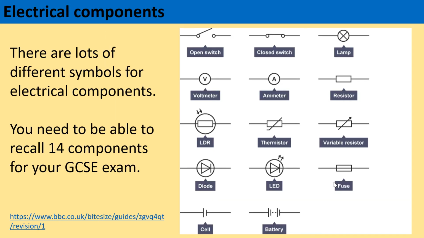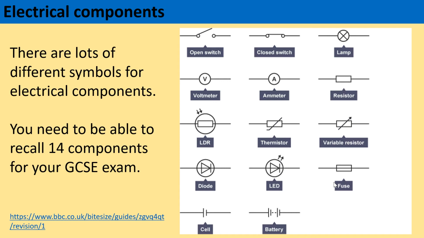Now, there are lots of different symbols for electrical components, and you need to be able to recall 14 components for your GCSE exam. Now, those 14 components are on that diagram just on the right hand side there. So you've got an open switch, you've got a closed switch, you've got a lamp, you've got a voltmeter, an ammeter, a resistor, an LDR, a thermistor, a variable resistor, a diode, an LED, a fuse, a cell, and a battery.